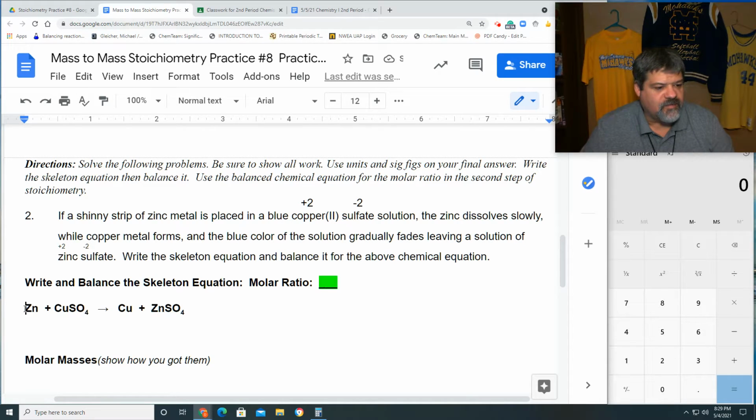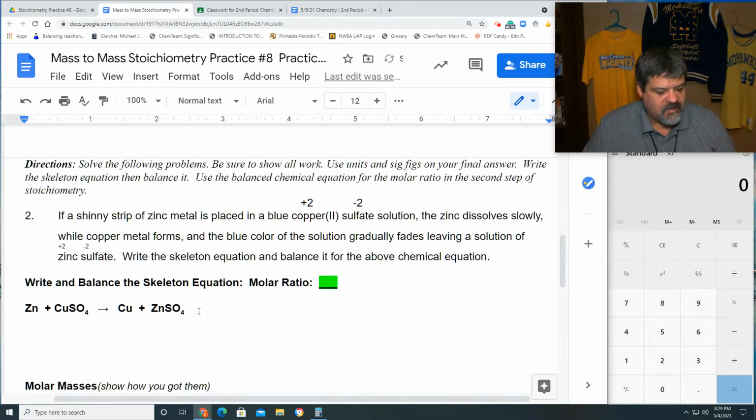That's our skeleton equation. So we're going to go ahead and write down right here after what we have. We've got to balance it. So let's go ahead and balance it. We have zinc and, zinc. On this side, we have just one zinc.